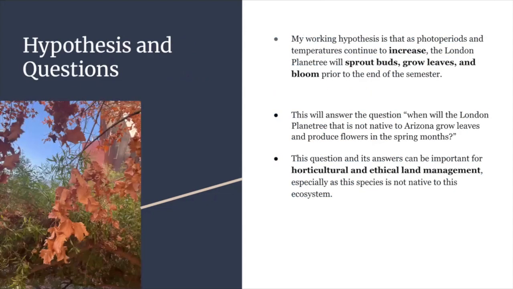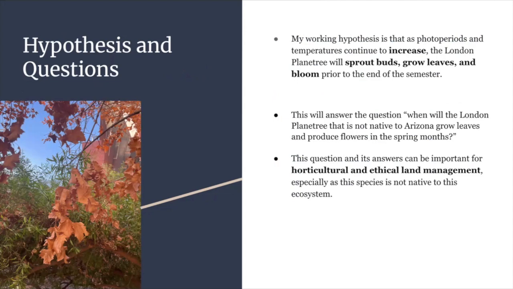Cool. So my working hypothesis is that as photoperiods and temperatures continue to increase, the London plane tree will sprout buds, grow leaves, and bloom prior to the end of the semester. Quite simply, this will answer my question of when will a London plane tree that is not native to Arizona grow leaves and produce flowers in the spring months?